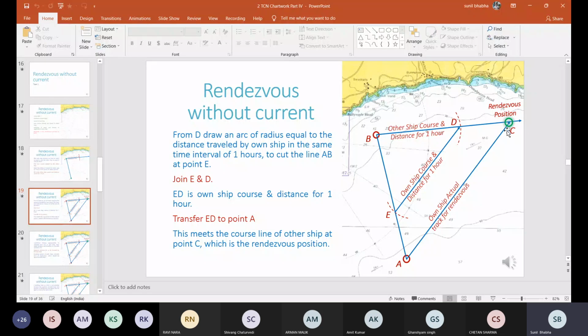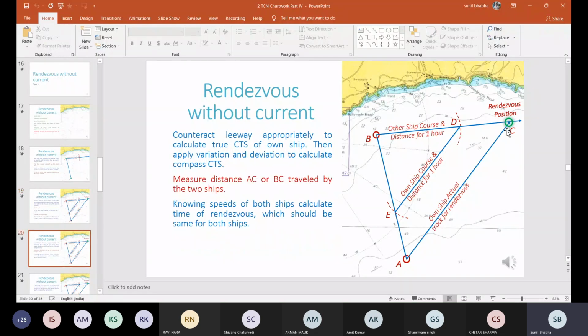So this is what we did yesterday. From the 1 hour vector, I can get my speed. From the AC vector, I can get the total distance to be covered. If I divide it with my engine speed, I get the time to rendezvous. Time to rendezvous can also be obtained using the target speed.